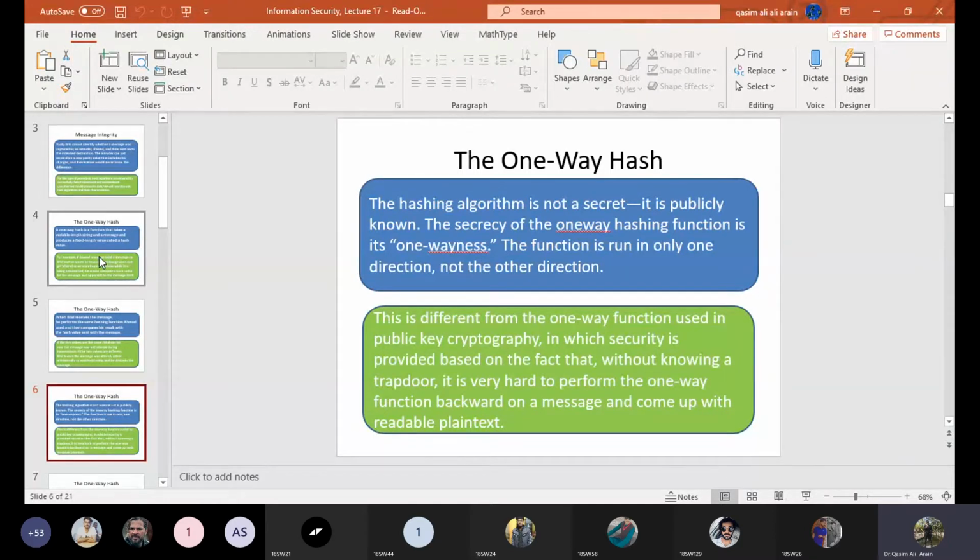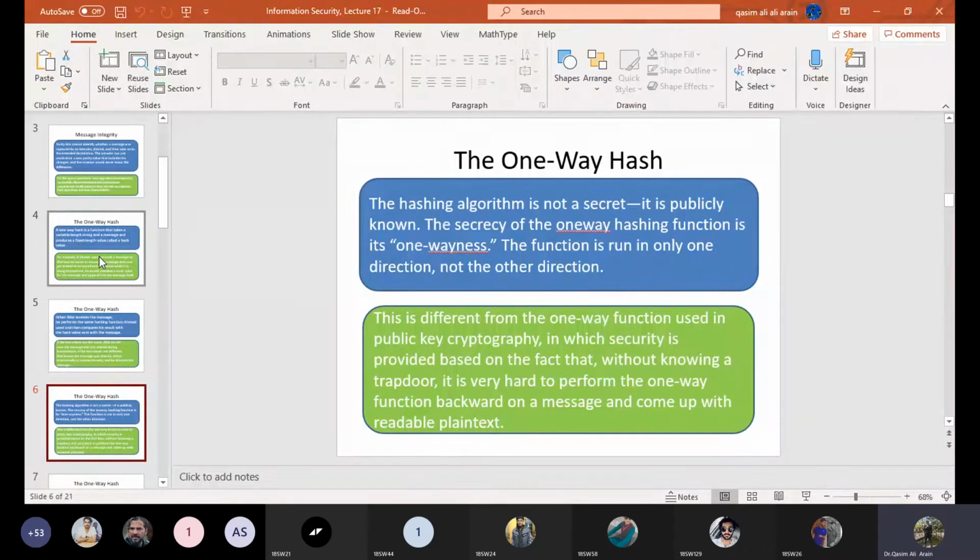Now see, the hashing algorithm is not a secret algorithm. It's public to everyone. And how does the secrecy come to a one-way hash? By the one-wayness. I mean, how the function is going to be performed in the forward direction brings the secrecy inside an algorithm. So this function runs in only one direction. It might not work in the backward direction like your one-way functions, right? So this is different from the one-way function used in public key cryptography, in which the security is provided based on the fact that without knowing a trapdoor, it is very hard to perform the one-way function backward on a message and come up with readable plain text.